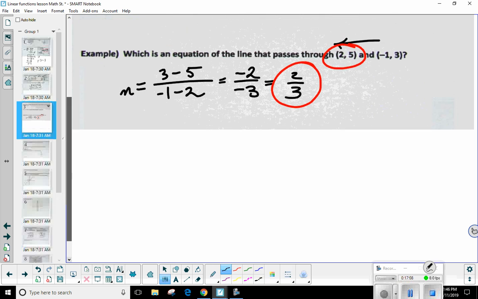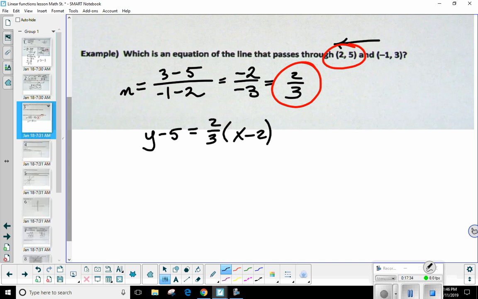So using this point and this slope, let's see, who have I not talked to today? How about Peyton? Using that point and slope, what is the point slope form of that line? Okay, so y minus 5 equals. Okay, there you go. Now let's go ahead and rewrite that in slope-intercept form.